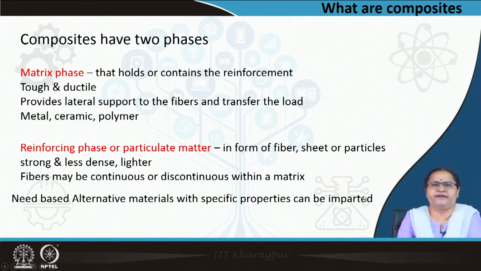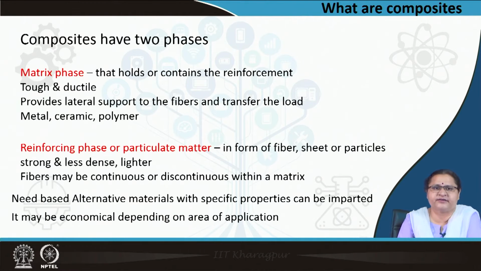So need-based alternative materials can be obtained by changing the percentages of the matrix or the reinforcement. You can get special characteristics, and finally it becomes economical in the area where it is to be applied. Just to give an example, MDF boards may be of three types: light density, medium density, high density. By applying different amounts of pressure and different amounts of particles, you get three different kinds of wood composite. So now you understand why I told you initially that we have already learnt many of the composites.